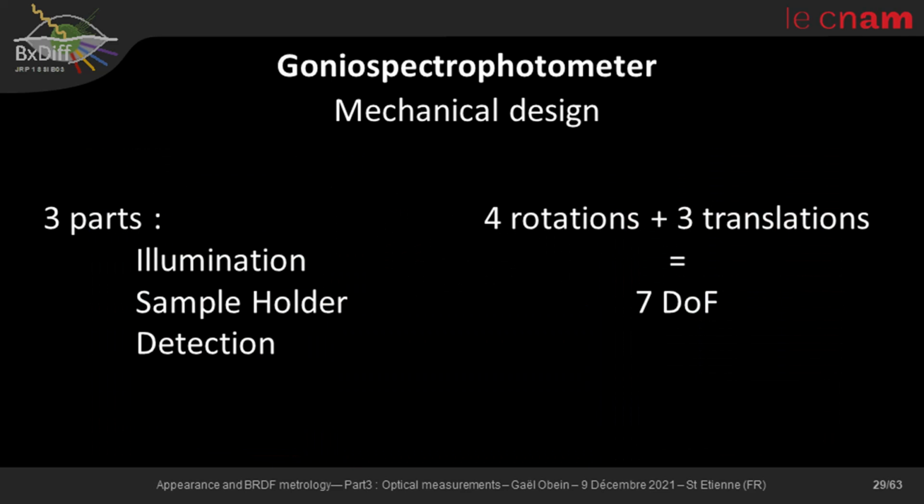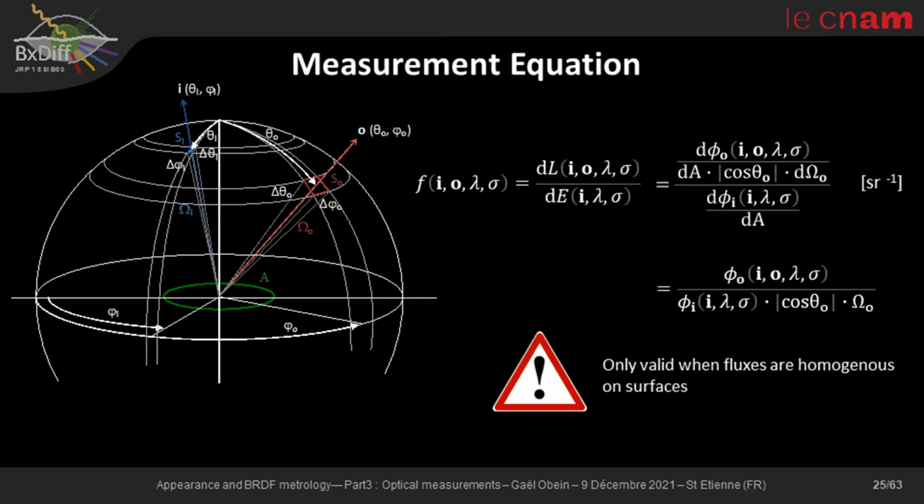About the mechanical design, your gonio is always made of 3 parts. You have the illumination, the sample holder, and you always need to get 7 degrees of freedom. You have the 4 angles, but you will need also to put your sample at the middle of the gonio. On a gonio spectrophotometer, you have 1 point in the space, which is the point that is at the middle here. This point is somewhere in the space, and your sample has to be put tangential to this point.